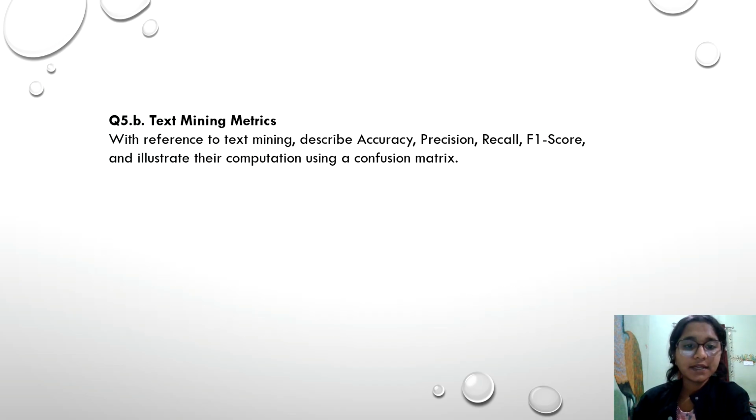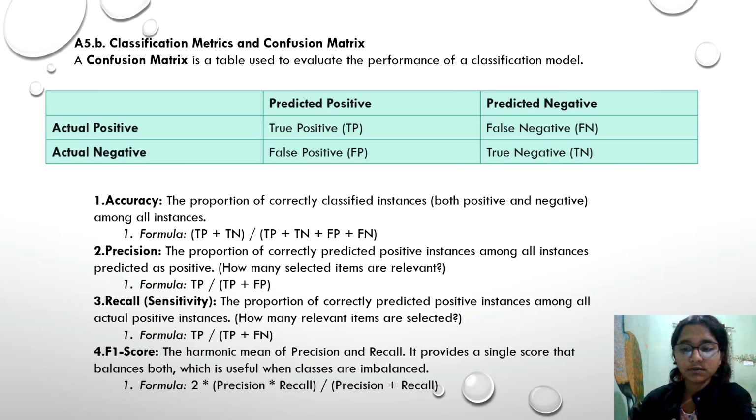Next is text mining metrics. With reference to text mining, describe accuracy, precision, recall, F1 score, and illustrate their computation using a confusion matrix. Classification metrics and confusion matrix. A confusion matrix is a table used to evaluate the performance of a classification model. Here is the table.